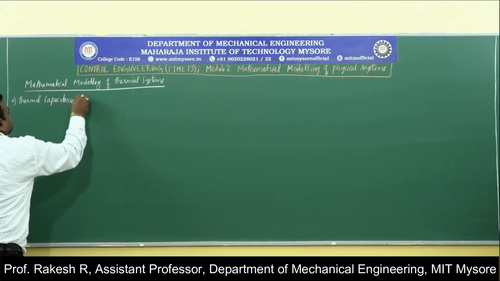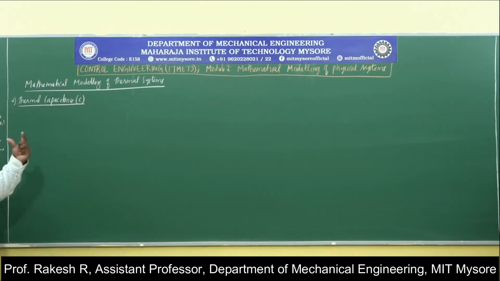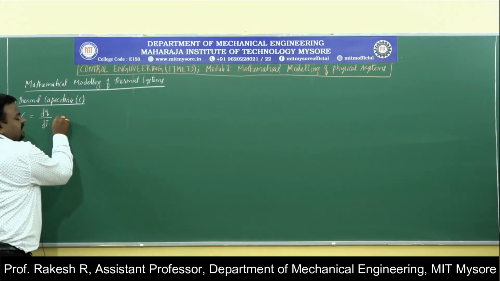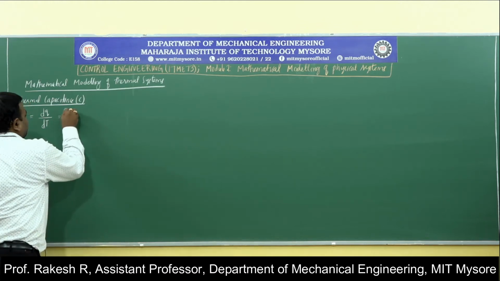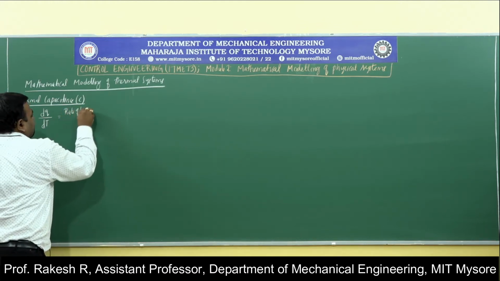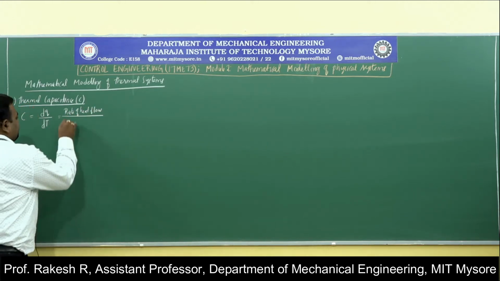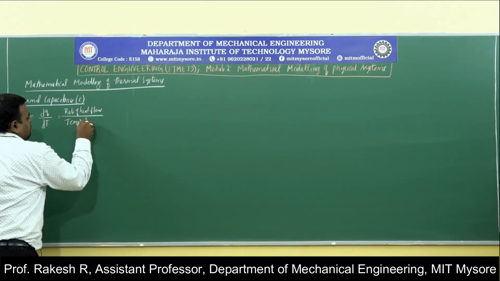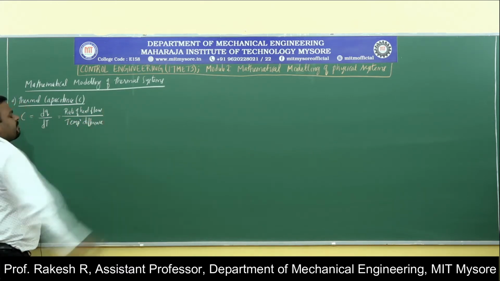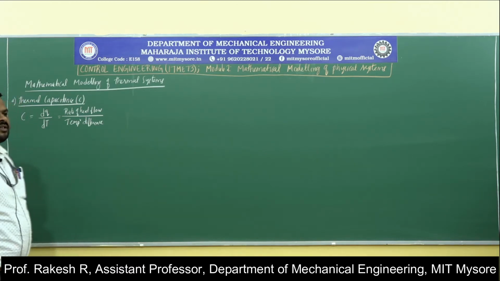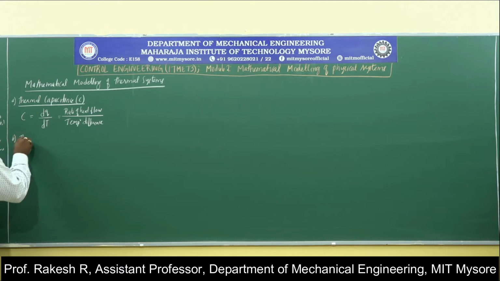So the thermal capacitance is denoted by C. The thermal capacitance is defined as how much amount of heat will be stored per unit degree rise in temperature. So dQ by dt, where dQ is the rate of heat flow, with respect to per unit degree rise in temperature. So we will call it the temperature difference. And the other thing is thermal resistance.